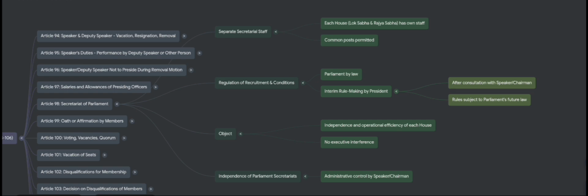Okay, so who sets the rules for hiring and employment for these crucial staff members? Does the government just impose its own civil service rules on them? Not at all. Parliament itself has the power to legislate on these matters, recruitment, conditions of service, etc.